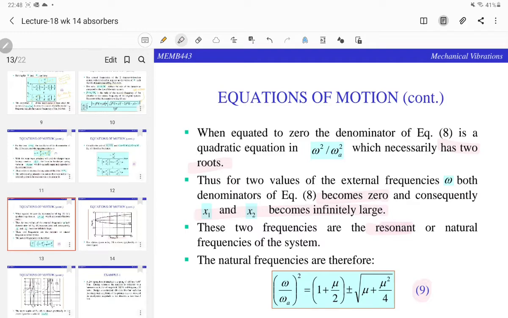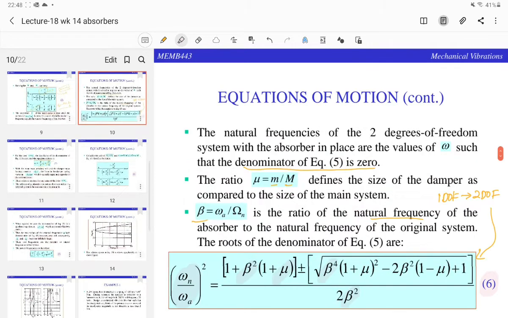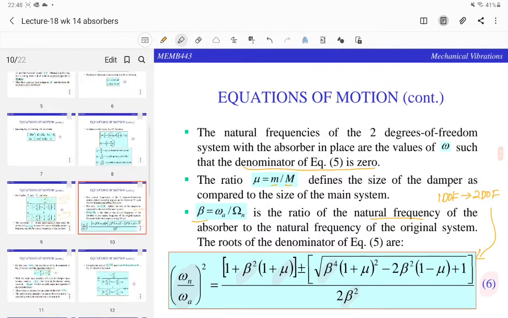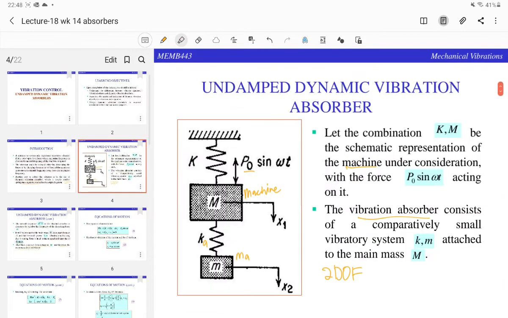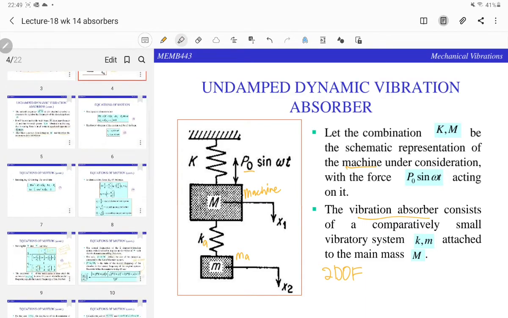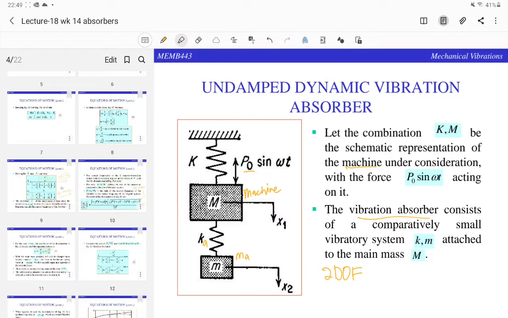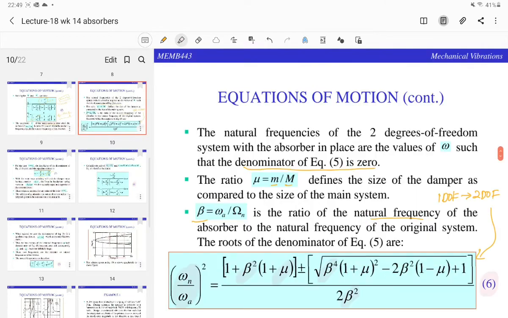Okay, so I guess that's all for this lecture. Let me just wrap up. Basically, you have an absorber where you attach an additional system, so you're converting from 1 degree of freedom to 2 degrees of freedom. After attaching the absorber, you have introduced another natural frequency, so you can use equation 6 to calculate the two new natural frequencies.